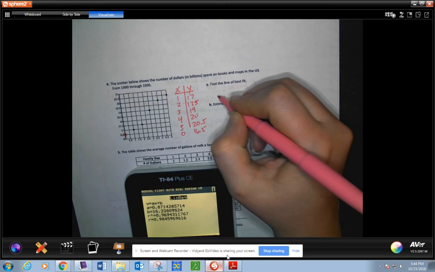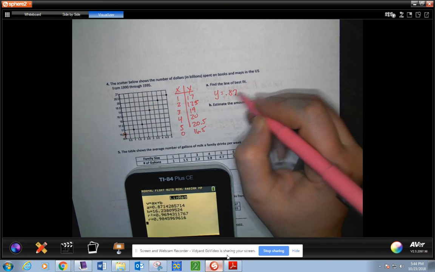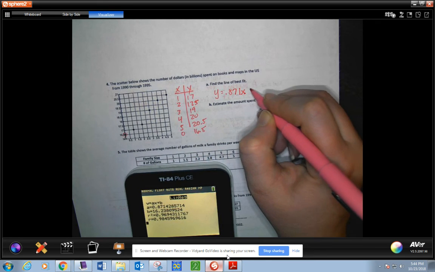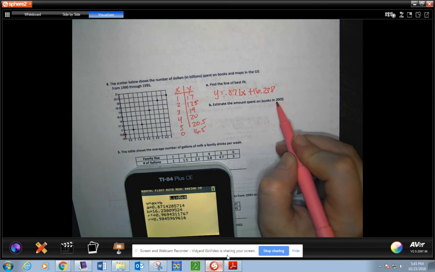Okay, my equation is going to be y equals 0.87. I look at this 4 to see what it does to 1, and that does nothing, so 1x. And then my b is a plus 16.23. I look at this 0 to see what it'll do to 8, and it's going to do nothing to the 8, so 8. Okay, then they want me to estimate what it will be in 2005.